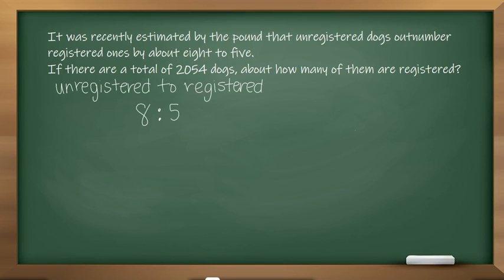So if we look there, we have 8 unregistered dogs for 5 registered dogs. So altogether in that ratio, there would be 13 dogs. So we're actually going to write the ratio unregistered to registered to total, which gives us 8 to 5 to 13. Now, when we are talking about our total of 2,054 dogs, we know that it should go on the end there because it's total dogs and 13 is total dogs. So we're going to put 2,054 underneath the 13.